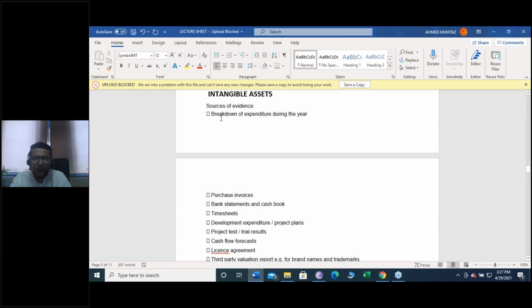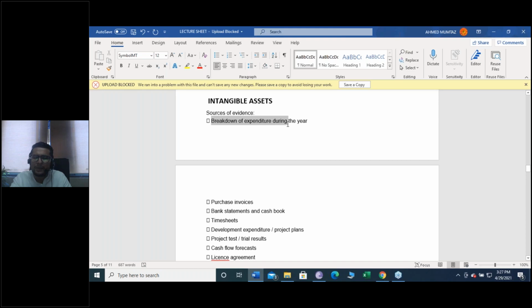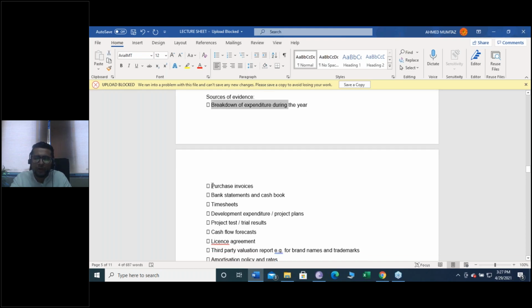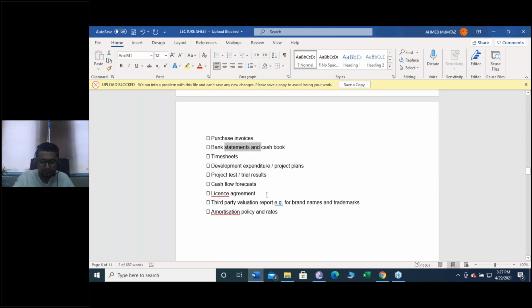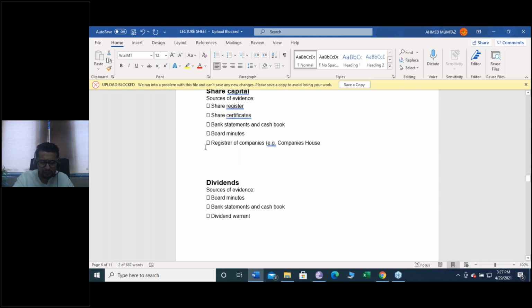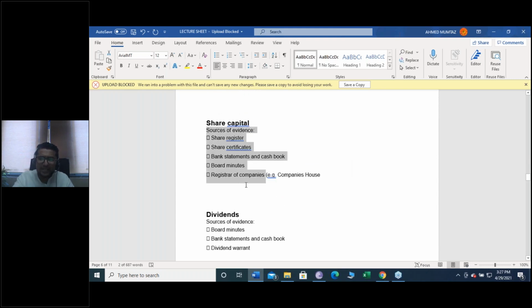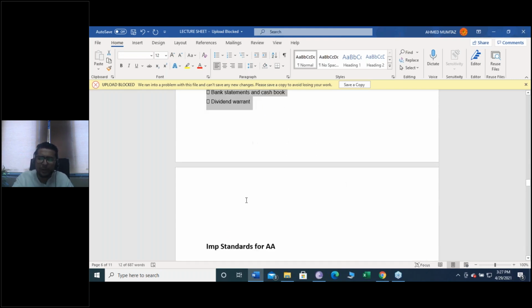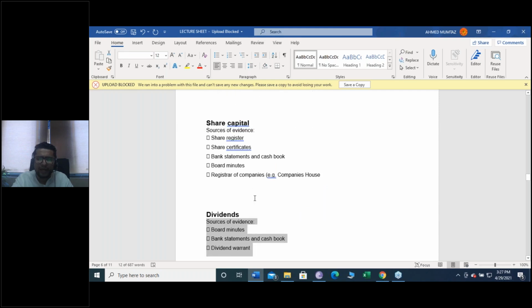Intangible assets, you might want to get the breakdown of the intangible assets. You might want to verify the purchase invoices and the bank statement, so that you can verify that those expenditures have been made. These are a few tricky things. Share capital, dividends, not frequently tested, but you need to be familiar with that.